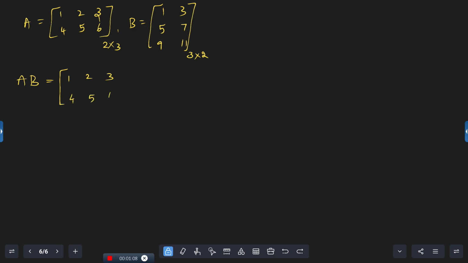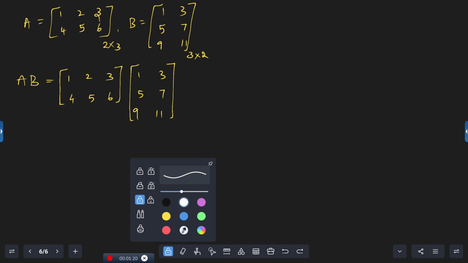Listen children, if you understand this, then only the exercises and all will be very easy. Otherwise it will be tough. So kindly listen to what I am doing. We have to multiply a row with a column. Take the first row, multiply with each column.